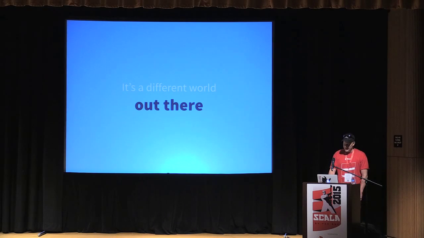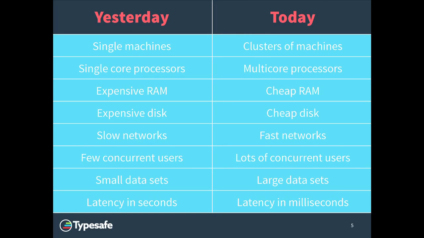The result has led us to a slide which I have shamelessly stolen from one of my coworkers, Jonas. In yesteryear we had single machines; today we have clusters of machines. We had single core processors; today we have multi-core processors. We had expensive RAM; now we have cheap RAM. All these technological advancements have come on the scene in the last 10 to 15 years, and we need to utilize them to their extent. We need to use the entire system.